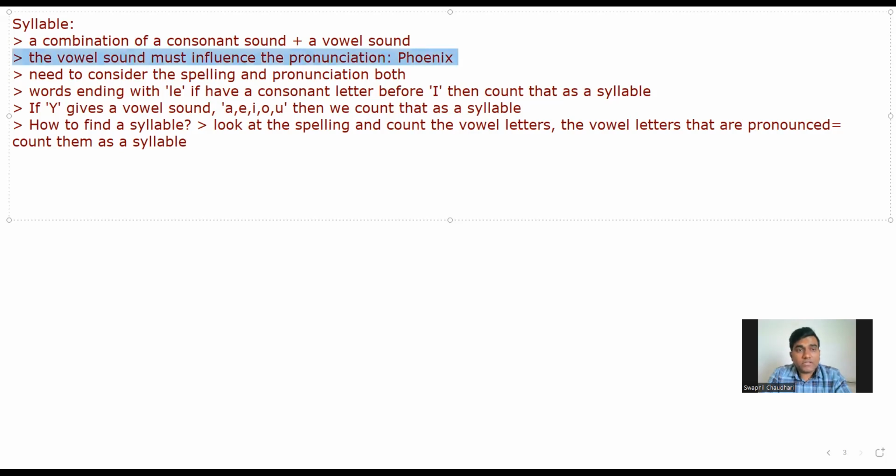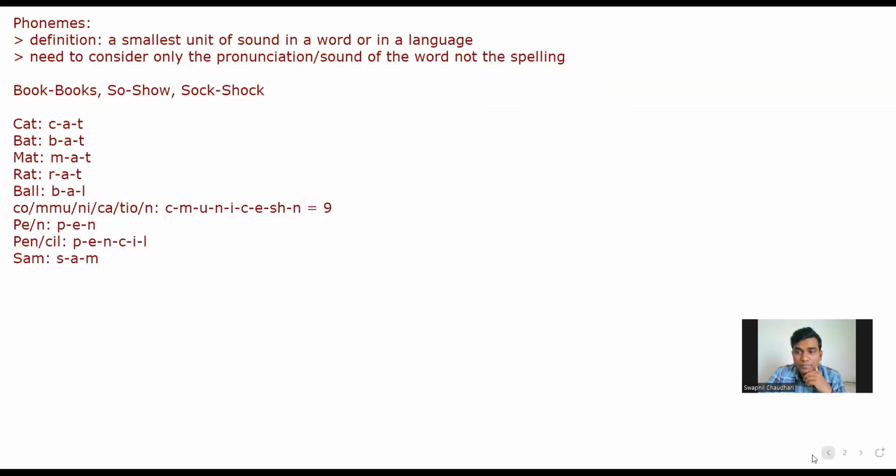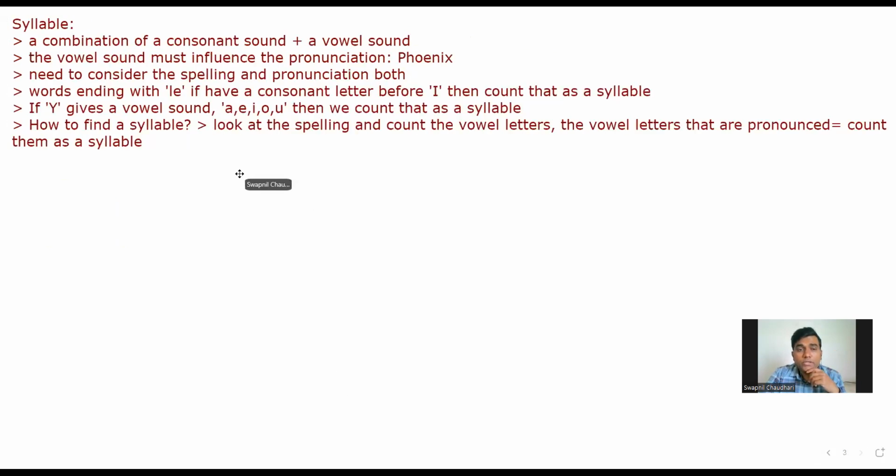So that is our second concept. Vowel sound must influence the pronunciation. Phoenix, right? You need to consider the spelling and pronunciation both. Now, if you recall what we studied earlier on our previous slide, in phonemes, we considered only the pronunciation, right? But over here in syllable, you need to consider the spelling and pronunciation both.